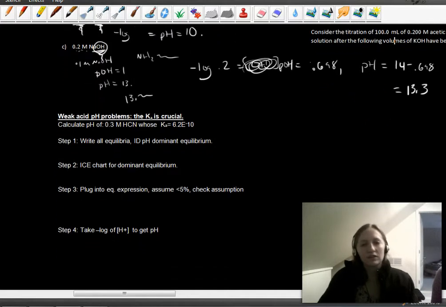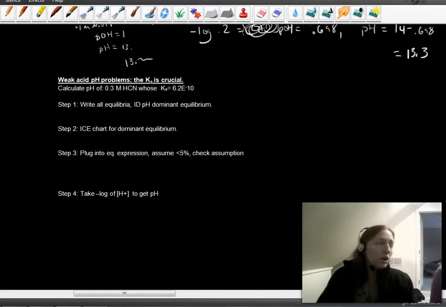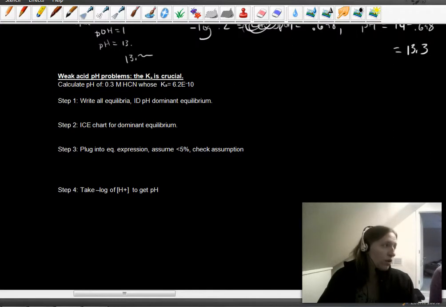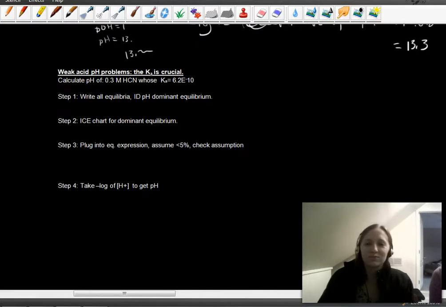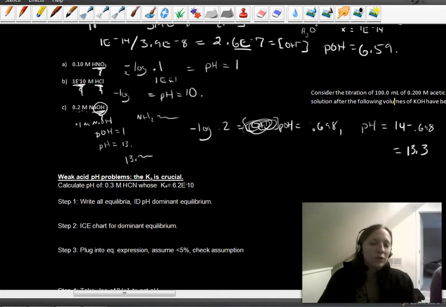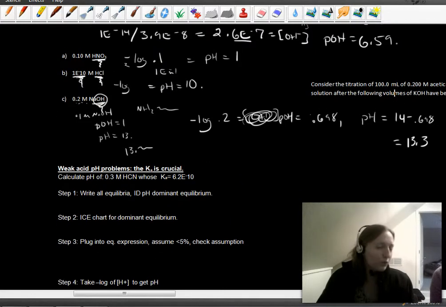Figure out what's the pH of this, what's the pH of this, what's the pH of this. It's a lot harder to do with weak acids because you have to run through all of the equilibrium hoo-ha. So you're typically going to see that question with strong stuff, not weak, as a multiple choice question.